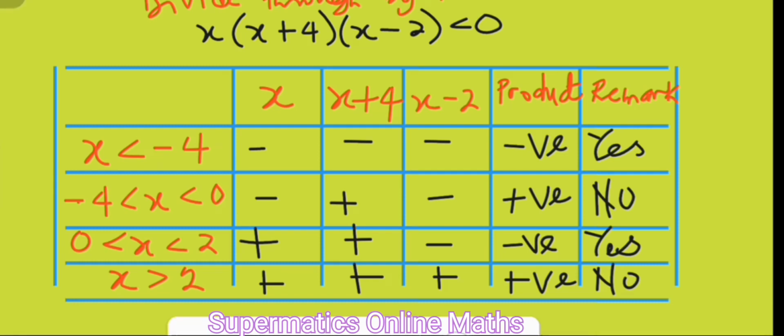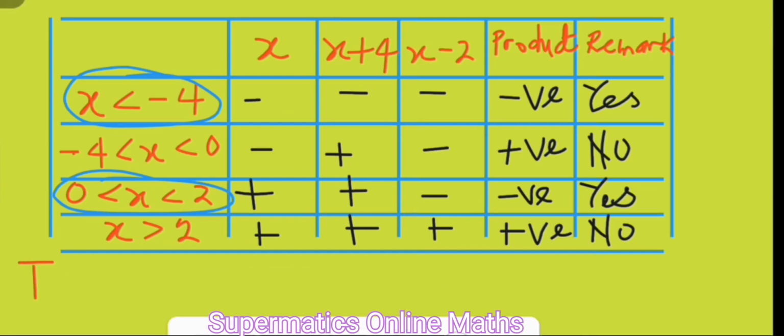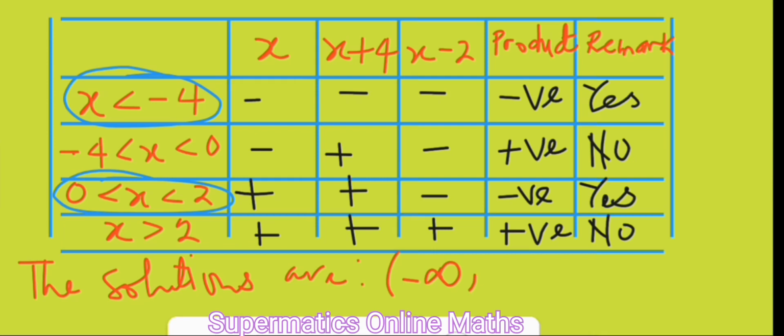We can see from this table that the range of values of x that satisfy the given inequality are x less than negative 4 and 0 less than x less than 2. Therefore, we can say that the solutions that satisfy the inequality are as given in these open intervals. For x less than minus 4, it is the interval negative infinity, comma, negative 4. Union for 0 less than x less than 2, we have the open interval 0, comma, 2.